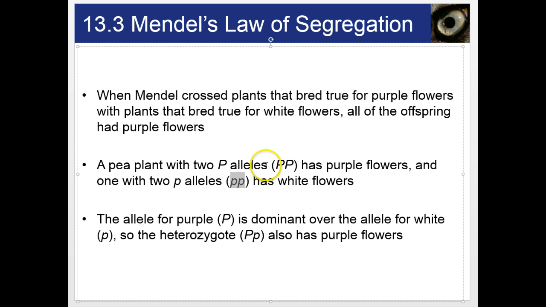and saw that when he mixed the big P's with the little p's, they were all purple. That purple was the dominant trait. The allele for purple is dominant over white. So again, any of the hybrids or heterozygotes would have had purple flowers.